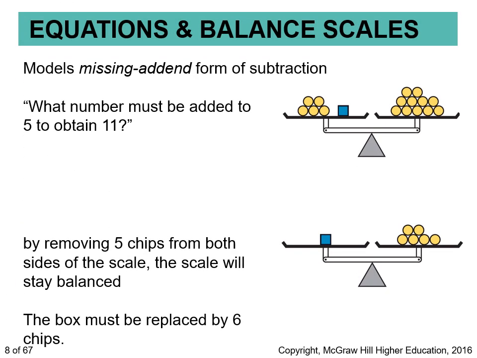Equations and balance scales can be used to model a missing addend by using a box. So thinking what number must be added to the 5 chips on the left to obtain the 11 chips on the right. By removing 5 chips from the left side and the right side, that keeps the scale balanced. And then we see that the box would hide or replace 6 chips.